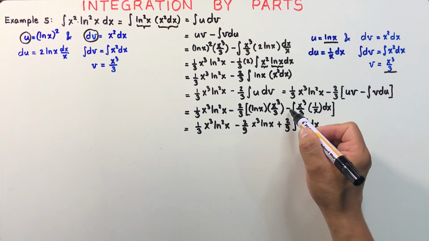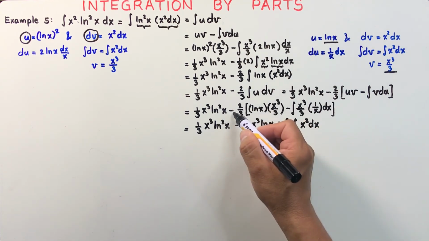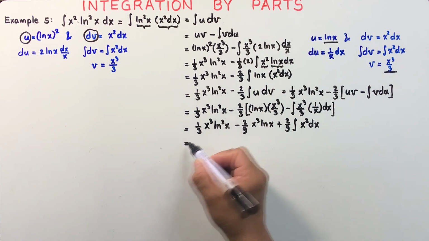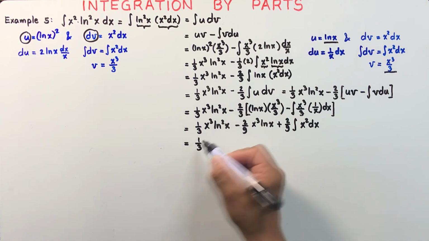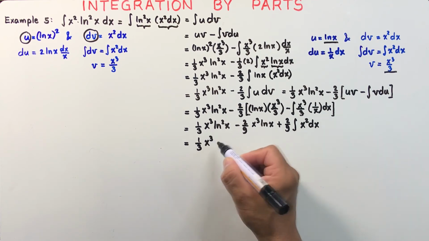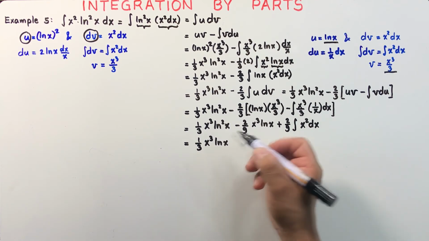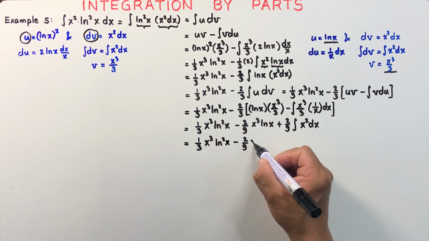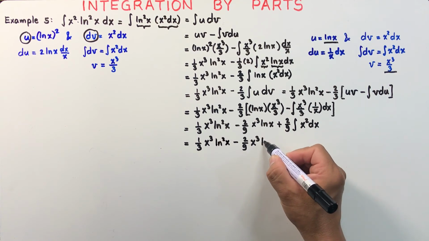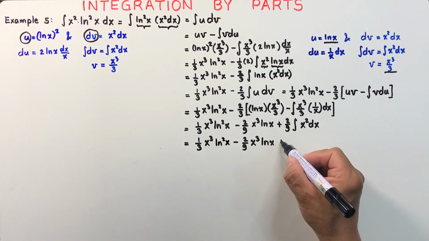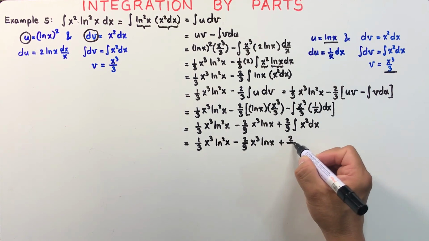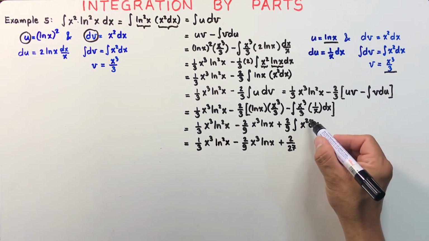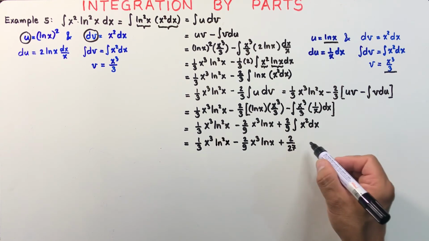But because this is negative and this is negative, we have a positive here. So writing our final answer, we have 1/3 times x cubed times the square of ln x minus 2 over 9 times x cubed times ln x plus 2 over 27, because the integral of x squared is x cubed over 3.